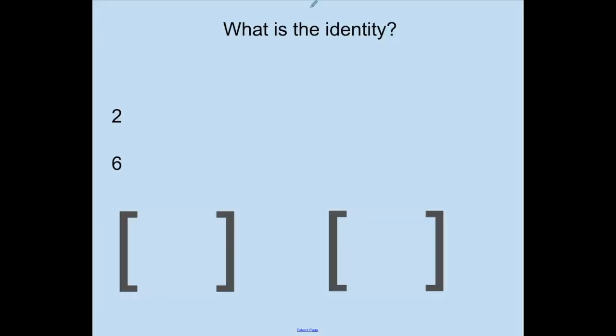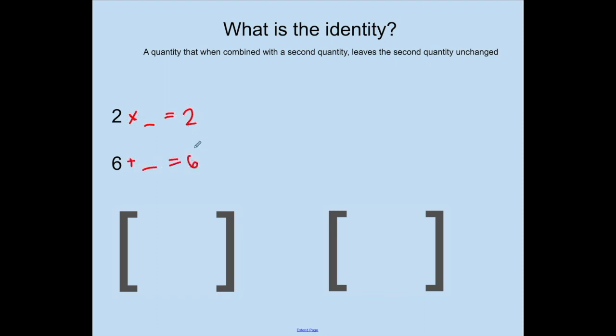First off, what is the identity? The identity is a quantity that, when combined with a second quantity, leaves the second quantity unchanged. An example of that would be if I have, let's say, 2 times some number gives me 2, or 6 plus some number gives me 6. So in both cases, we multiplied and added, and we had the original quantity unchanged.